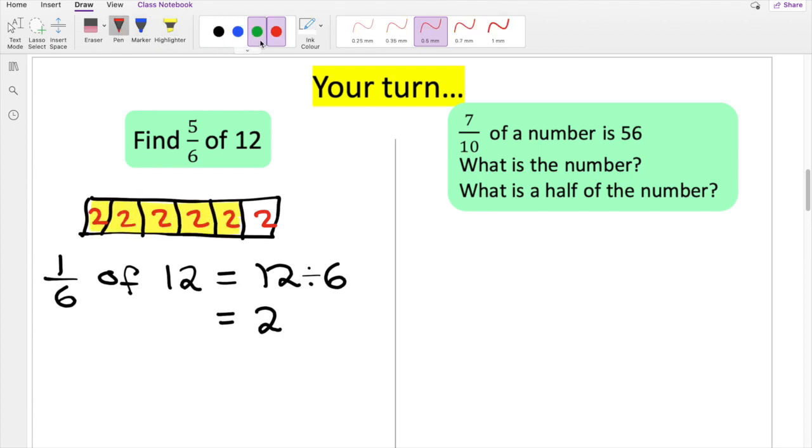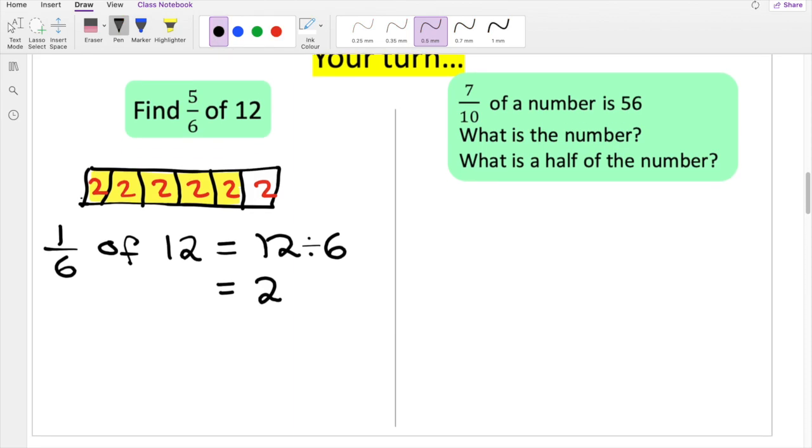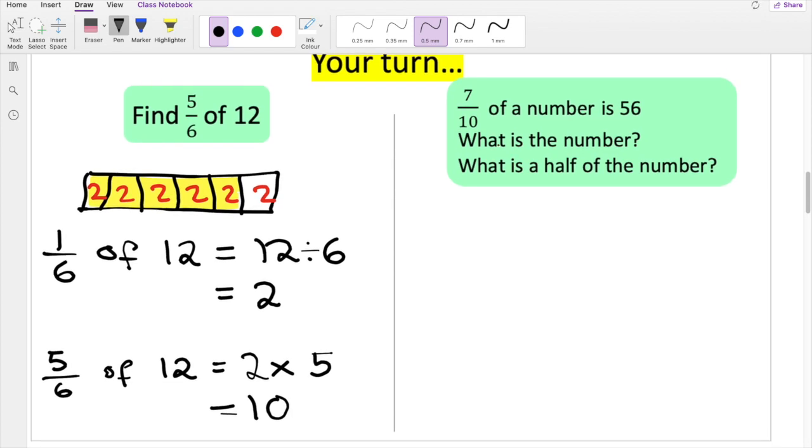I need to find what 5 of those boxes are worth. So now I need to find 5/6 of 12. I need to multiply 1/6 by 5. So 2 multiplied by 5 gives us 10. And the one on the right hand side, my bar model needs to be split into 10 equal parts.